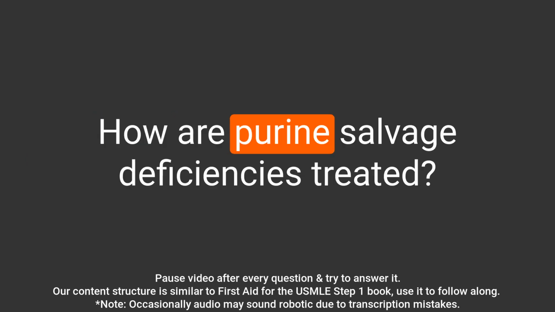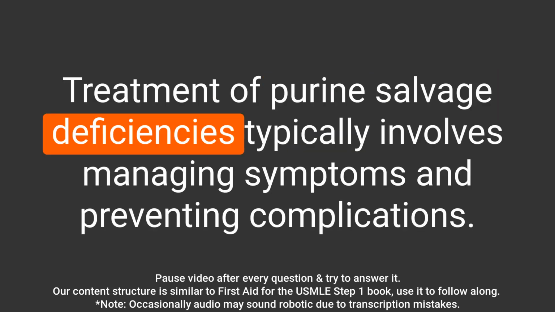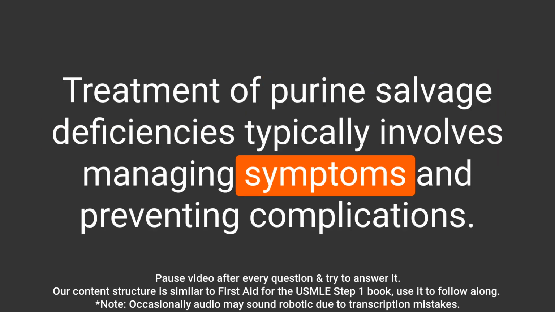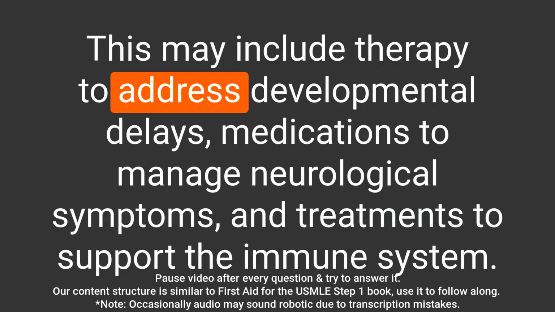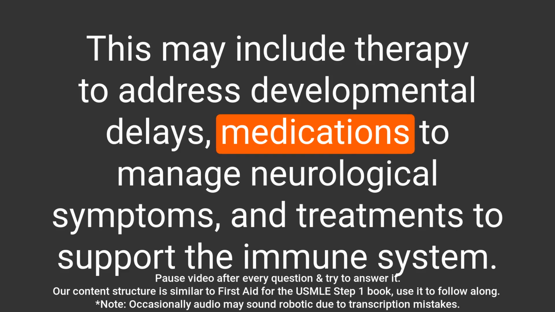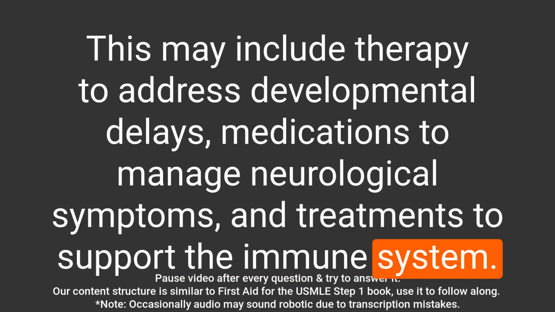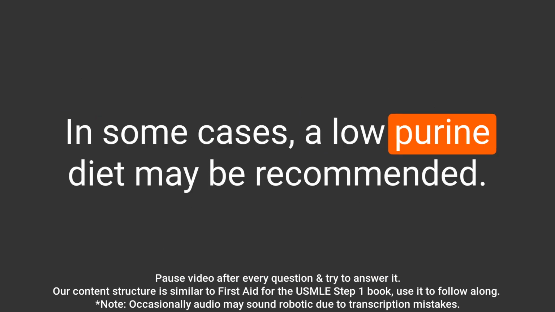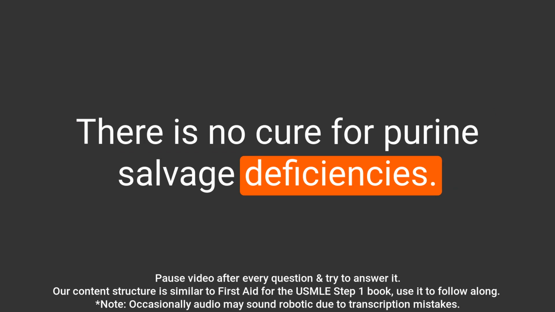Question: How are purine salvage deficiencies treated? Answer: Treatment of purine salvage deficiencies typically involves managing symptoms and preventing complications. This may include therapy to address developmental delays, medications to manage neurological symptoms, and treatments to support the immune system. In some cases, a low purine diet may be recommended. There is no cure for purine salvage deficiencies.